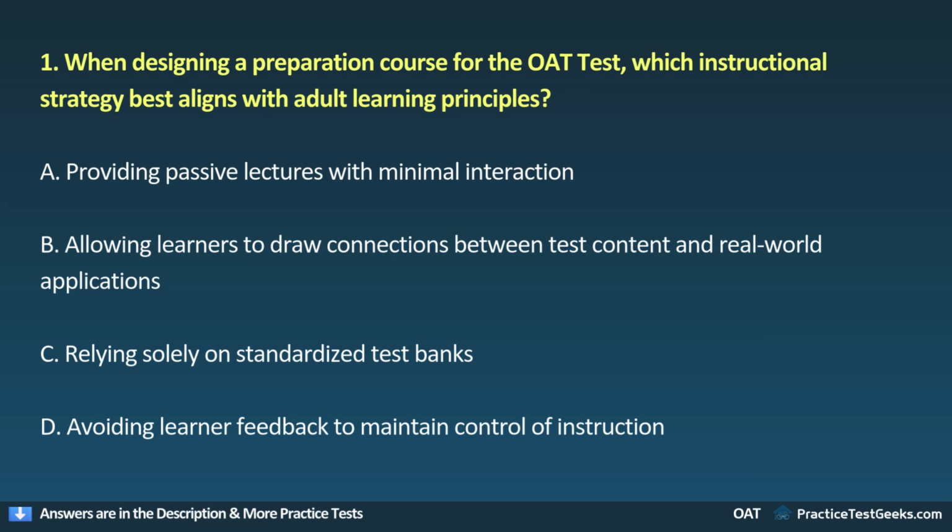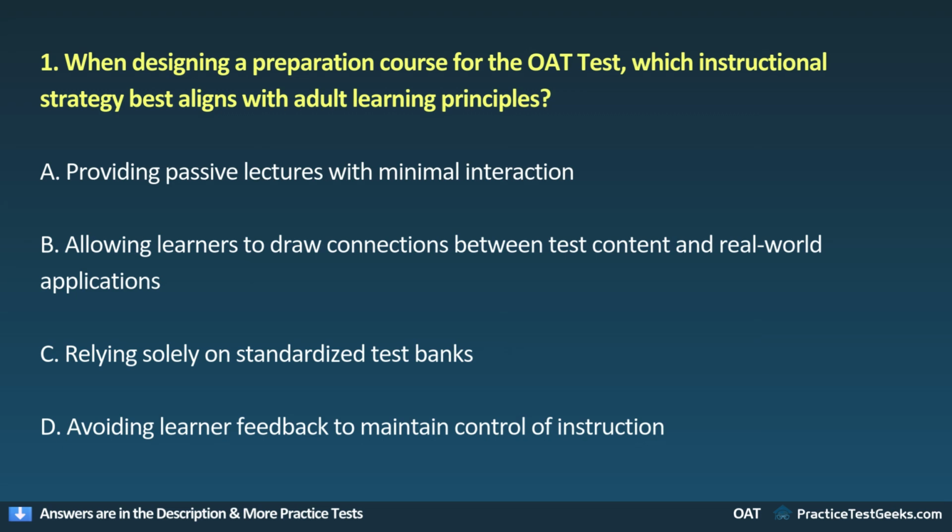1. When designing a preparation course for the OAT test, which instructional strategy best aligns with adult learning principles? A. Providing passive lectures with minimal interaction. B. Allowing learners to draw connections between test content and real-world applications.